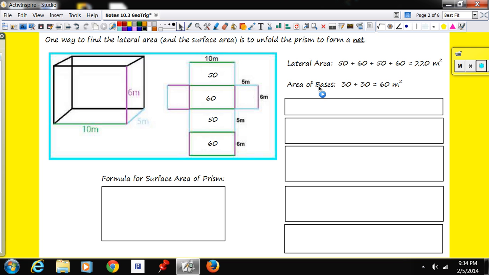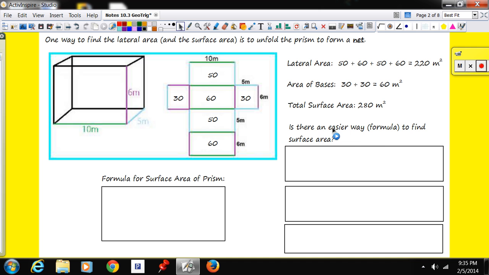The area of my bases would be 30 and 30, because this right here would be 30, because it's a 5 times a 6. And this one over here would also be 30, because it's a 5 times a 6. So 30 plus 30 would be 60. So my entire surface area is 220 plus 60. I get 280 square meters. That would be my entire surface area.